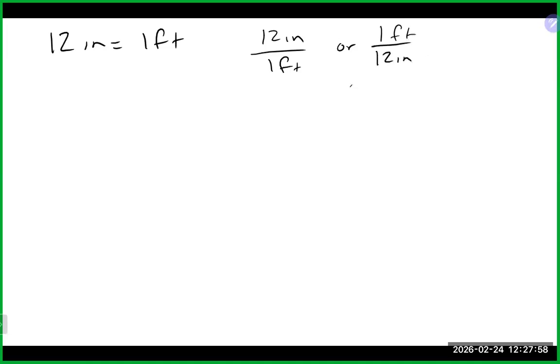We use equalities like 12 inches equals 1 foot to give us conversion factors, which are fractions. So we can write two conversion factors.